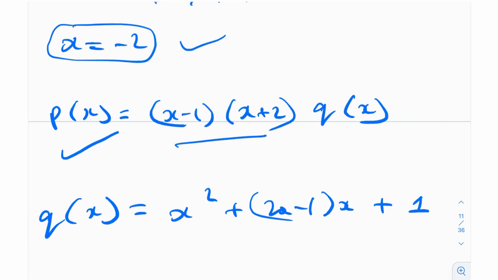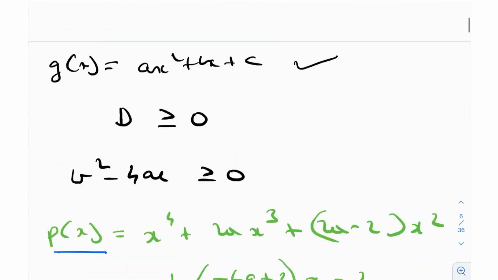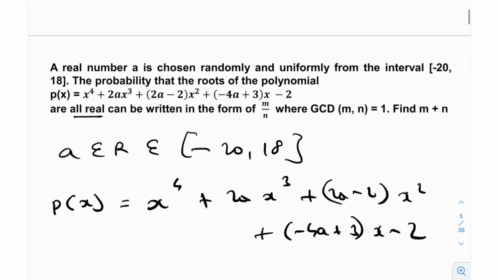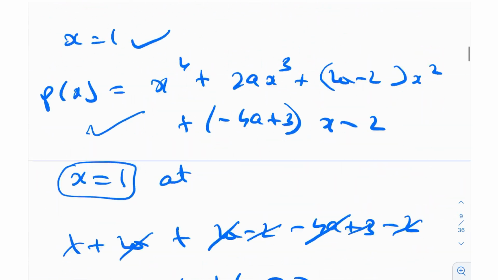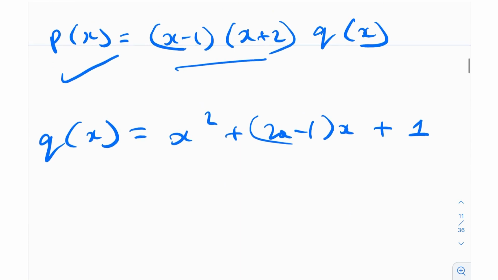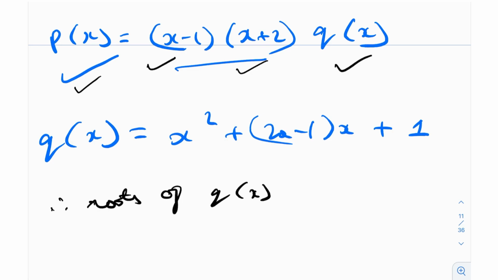Now, what next? The question says that we need to have all real roots, right? Probability that all roots are real. So we need to find under what situations all roots are real. So x equals 1 is a real root, x equals minus 2 is a real root. So if this polynomial p of x needs to have all real roots, q of x needs to have all real roots. So therefore, roots of this new polynomial q of x also need to be real.